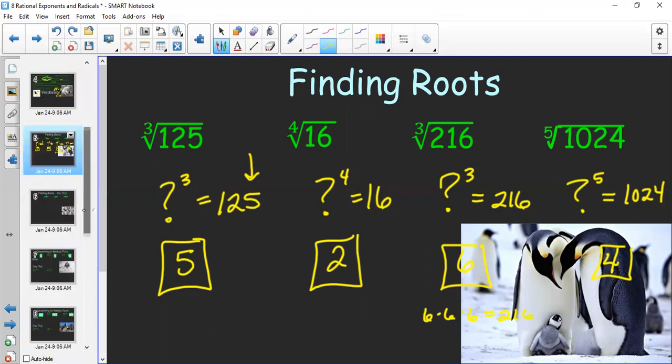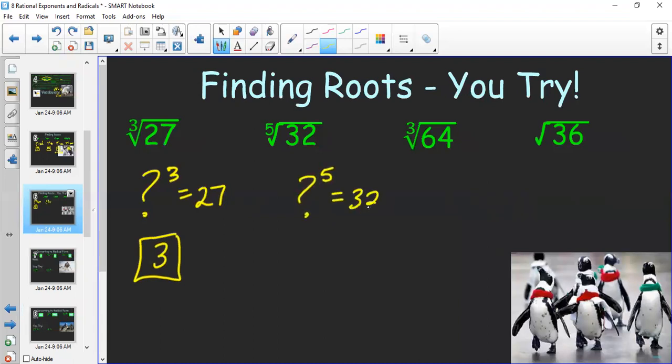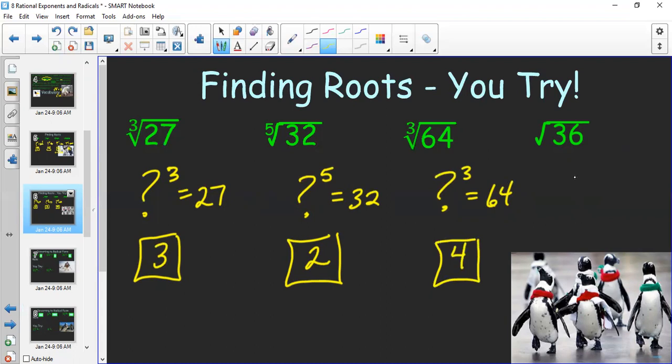All right, go ahead and pause the screen here and see if you can answer these 4 questions. Here are the answers that you should have gotten. What number to the 3rd power gives us 27? That answer would be 3. What number to the 5th power would give us 32? That is 2. What number to the 3rd power gives us 64? That answer is 4. And last, you guys are used to the square root, so what number to the 2nd power gives us 36? That answer is 6.